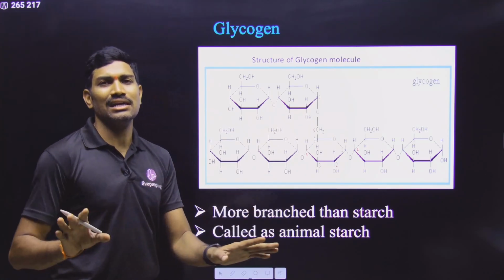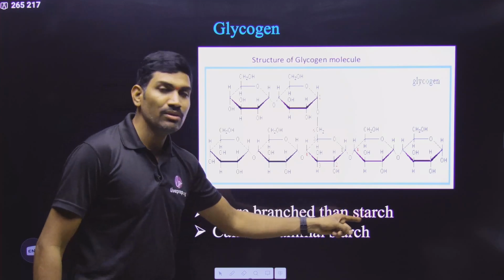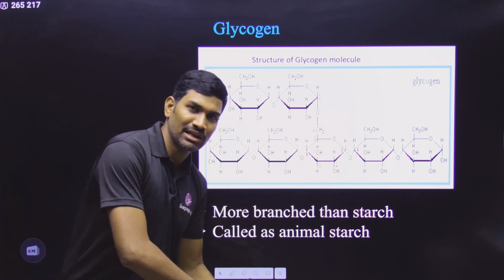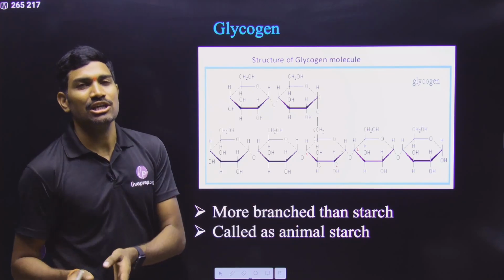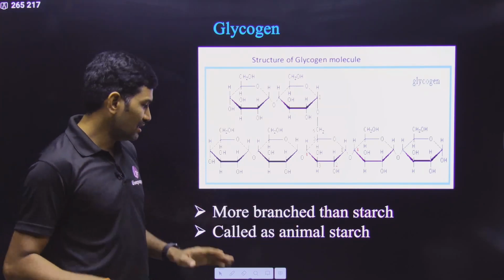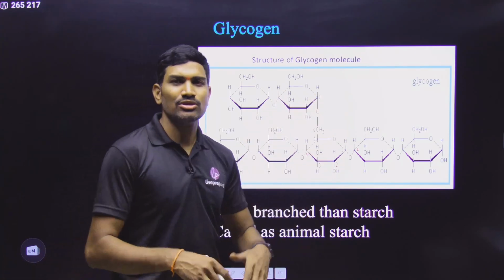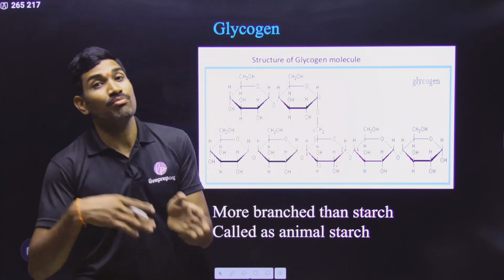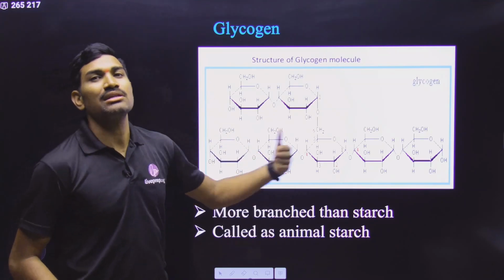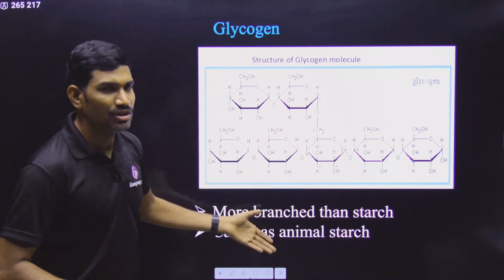Bonds wise, it is exactly same. Units wise, it is exactly same. The major difference is with respect to branching. More branching is seen in the case of glycogen, less branching is seen in the case of starch, specifically amylopectin. This is the only difference, that's it. And here it is called as animal starch, because this structure is almost similar to starch of plants, but this is present in the animals. That's why it is called as animal starch. Glycogen is also called as animal starch. I hope now you understood this.